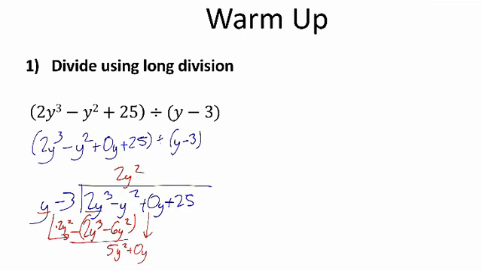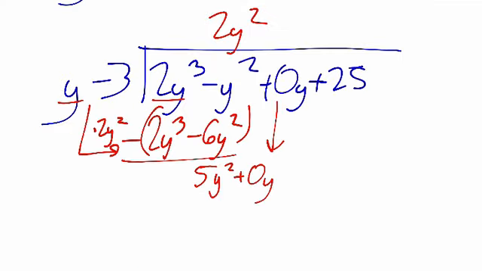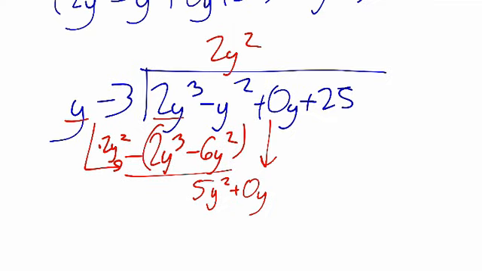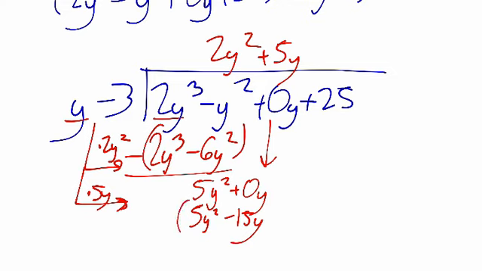And we're going to repeat that same process, but now with the 5y squared. So y times what gives us 5y squared? That's 5y. And we'll multiply this whole thing by 5y. So y times 5y is 5y squared. Negative 3 times 5y is negative 15y. And again, we'll subtract. So 5y squared minus 5y squared is 0. 0 minus negative 15y gives us positive 15y. And then we'll bring down that 25.